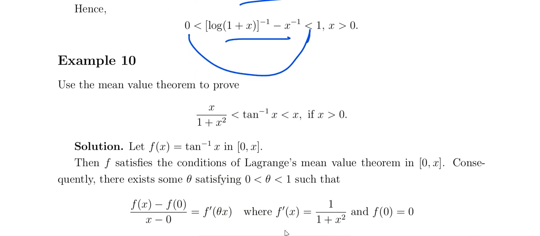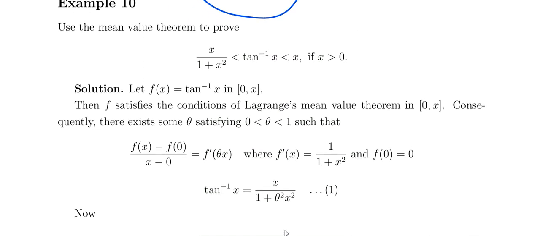Now this is tan inverse x. Tan inverse x always lies between x by 1 plus x square and x. Like that, in the same way, f dash of theta x on the interval 0 comma x, x greater than 0 is given. We can write f dash of x as 1 by 1 plus x square, so x by 1 plus theta square x square equals tan inverse x.